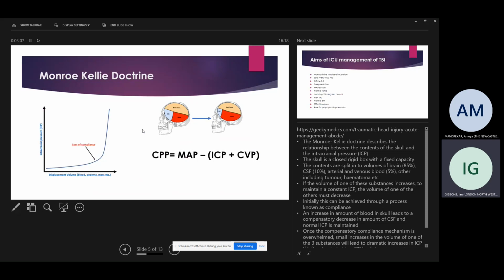However, as with anything, this compensatory mechanism will get to a point where it becomes overwhelmed. At this stage, small increases in the volume of any one of the three substances can lead to a dramatic increase in the intracranial pressure. If this is left untreated, it will lead to progressive reduction in cerebral perfusion, herniation of the brainstem, and ultimately death.